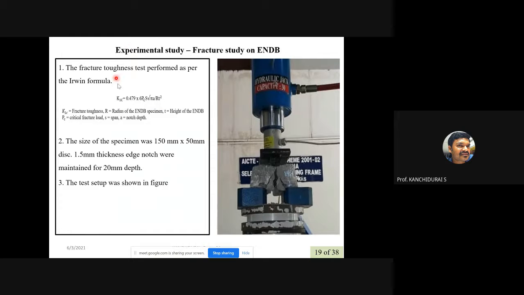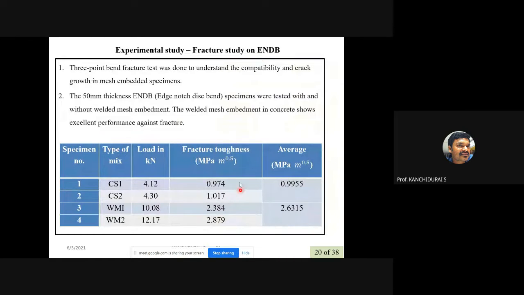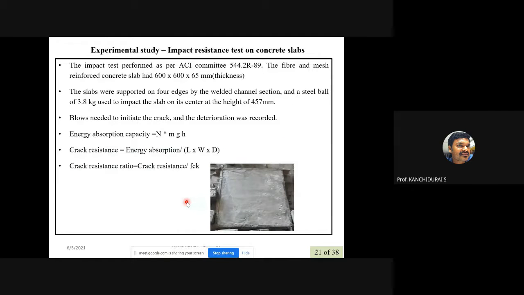In the experimental study of fracture, I have identified the fracture toughness of the specimen. When we add the wire mesh, the fracture toughness increases, so it will not break immediately. It gives more resistance against fracture when we make a notch or crack on the material.